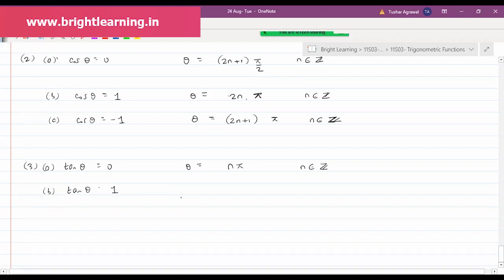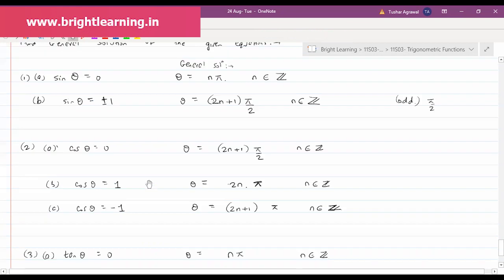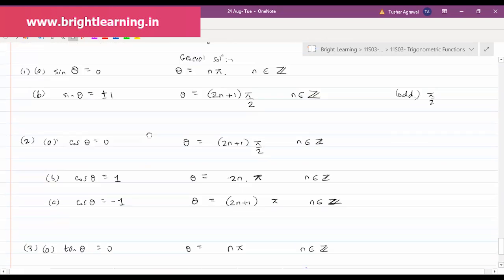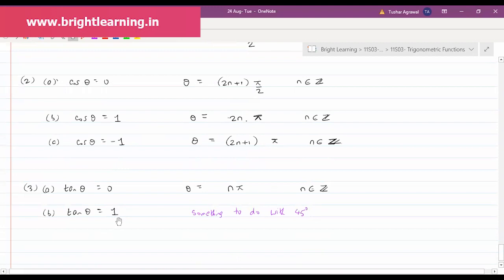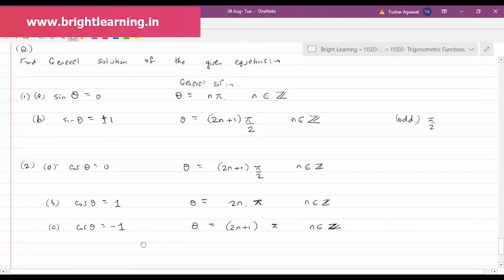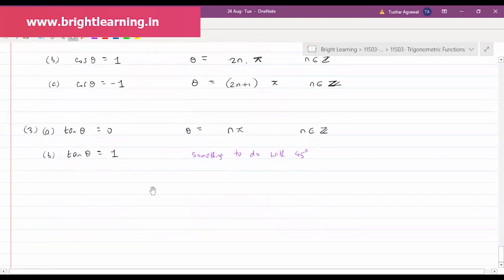Tan theta is equal to 1. So write in purple over here, something to do with 45 degree. Don't go for 90 degree. Tan theta equal to 1. Why did I ask this question? Because you got so habituated to the x-axis and y-axis in sine and cos. So for tan theta equal to 1, you also go on thinking along the x-axis and y-axis. Here it is something to do with 45 degree. That we will see tomorrow.